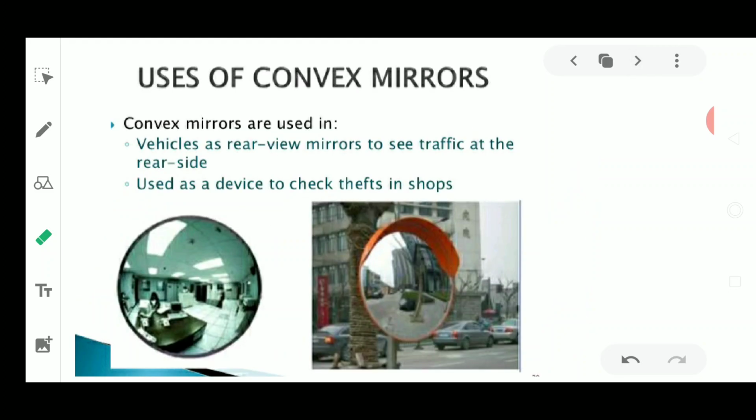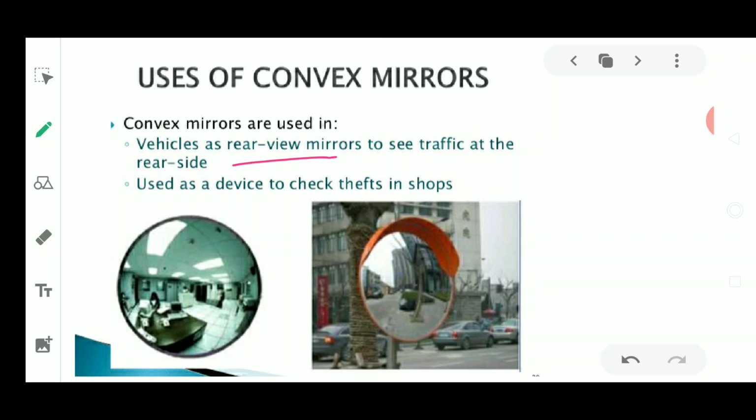Next, what are the uses of this convex mirror? I hope you might know some of the uses here. I'll repeat the uses. The first one is that it is used in vehicles as a rear view mirror. Now why is this used as a rear view mirror? Because to see the traffic, it is going to give a large area of view to view the objects on the rear side, meaning the back side of the vehicle.